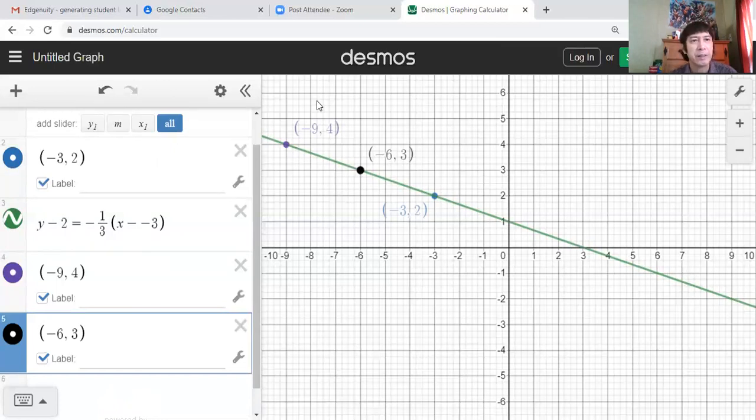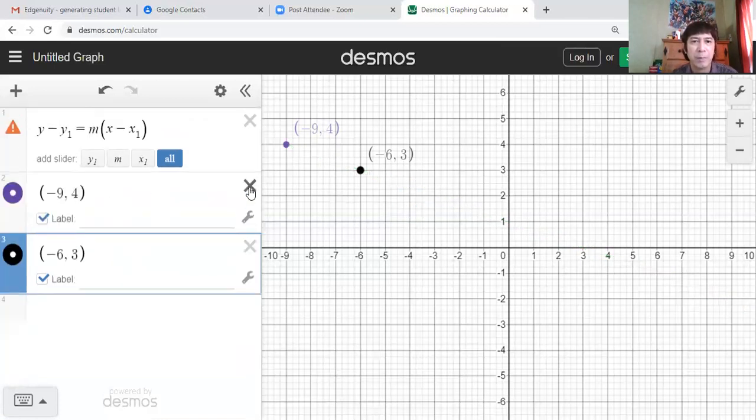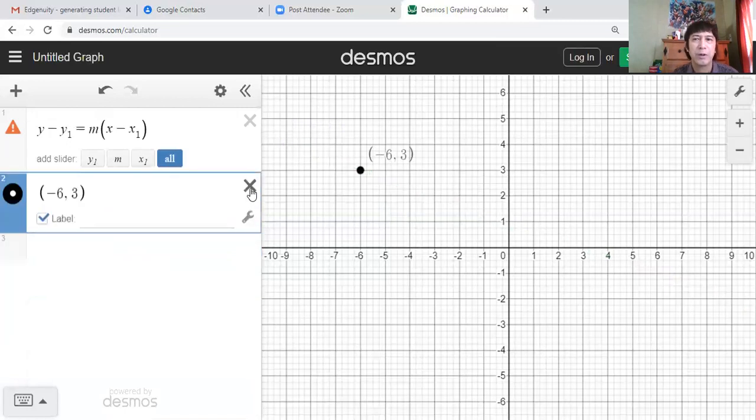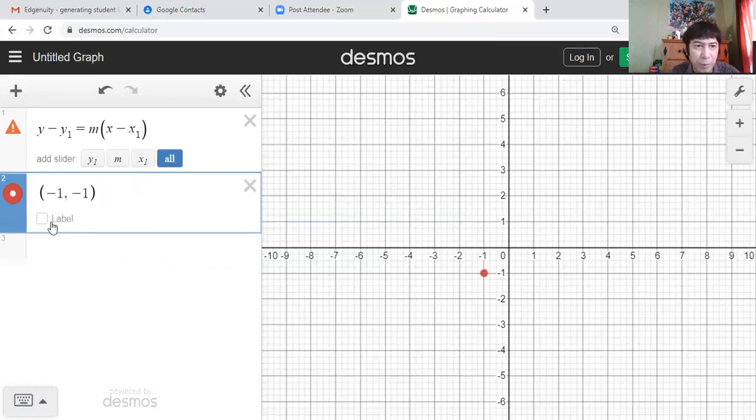And let's have one more example before we end our session so that we can go to our next topic. Okay, let's say we have a point at the 3rd quadrant. Say our 3rd quadrant point is -1, -1. There with the proper label. You can see it at the 3rd quadrant.